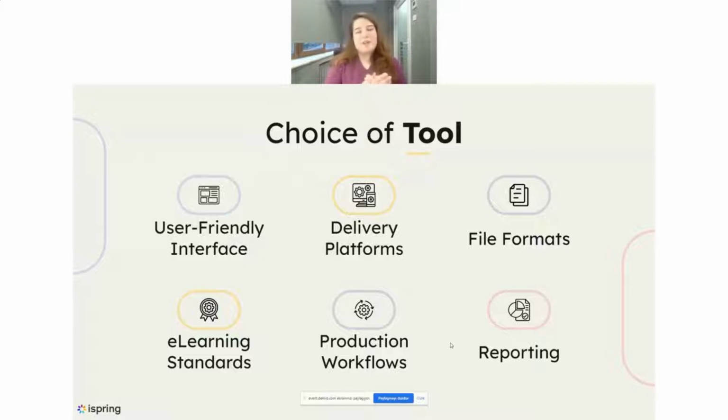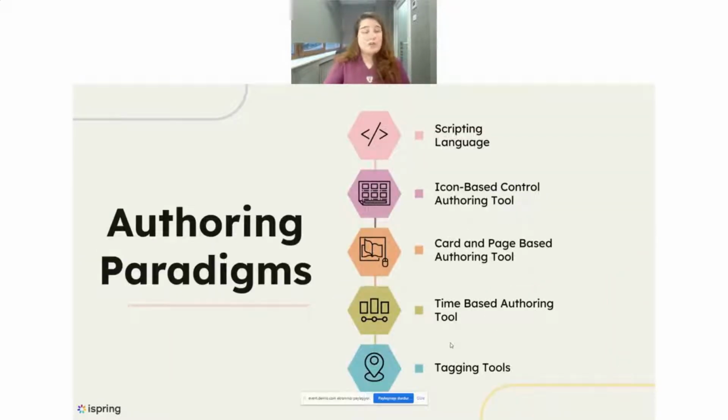But again, there are lots of considerations going on behind the screen. So these are the main ideas actually. Another important part is authoring paradigm. The main five paradigms are on the screen, starting from scripting language and tagging tools. Scripting languages are the highest level part we can say, so we can just skip that part. But the main three ones are the icon-based control authoring, card and page-based, and time-based authoring tools.